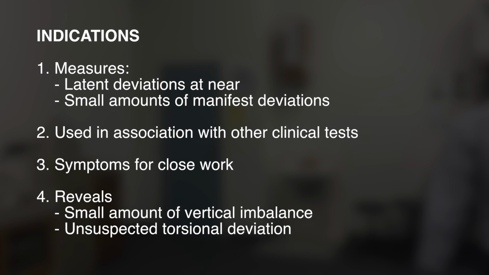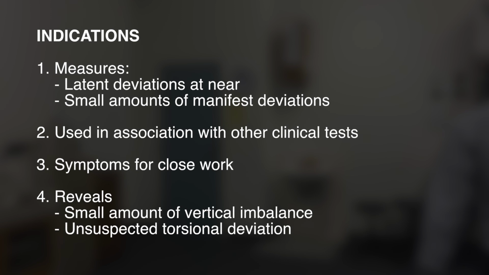Indications of use. The Maddox Wing test is mainly used to measure latent deviations at NIA. Take note that it is also possible for small amounts of manifest deviations. It is used in association with other clinical tests to diagnose and measure strabismus, in particular latent deviations.